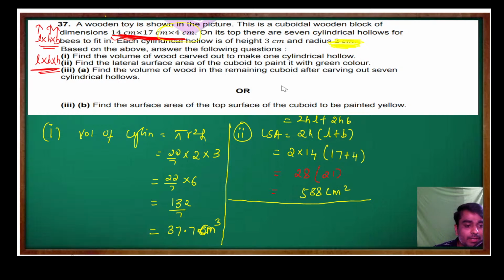So what is the third part? Again volume. Find the volume of wood. Just multiply those 3 numbers. Here we have 14, 17. LBH is the formula. 14, 17 and 4. This will be the volume of the wood. 952 centimeter cube.